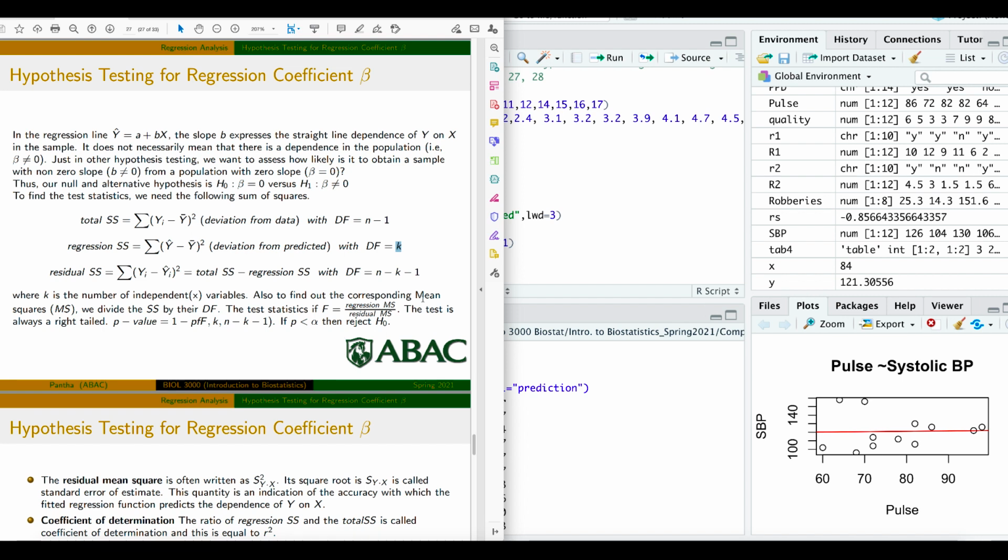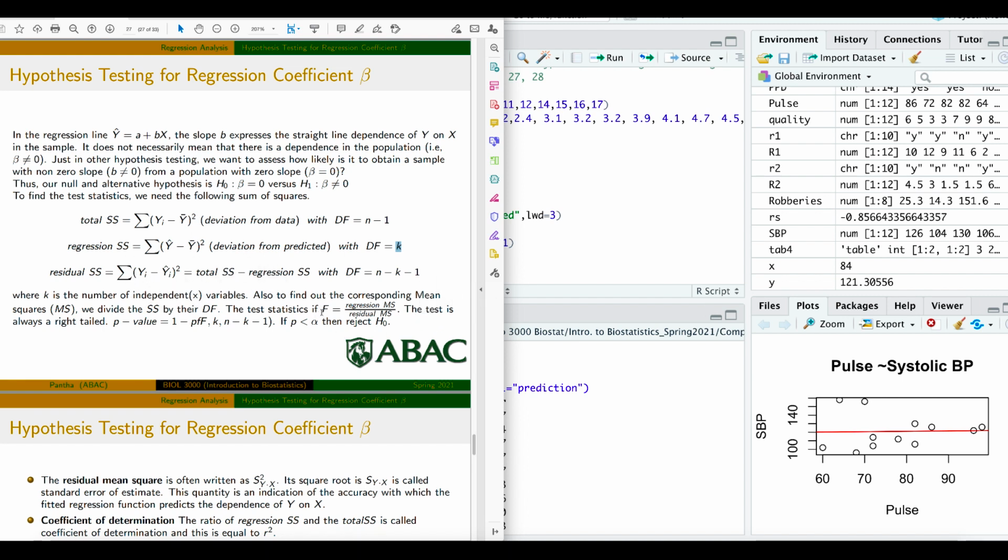Also find out the corresponding mean square error. So first of all you need to find out these three, and you find out the mean square error as we did in the ANOVA. Okay, so for the mean square, you need to divide the total SS by degrees of freedom, regression SS by degrees of freedom, residual SS by degrees of freedom. So mean square regression will be the regression SS value divided by k. Mean square residual will be the residual SS divided by n minus k minus 1.